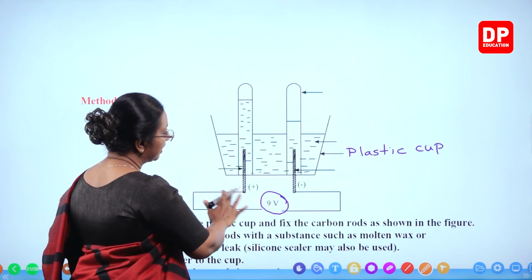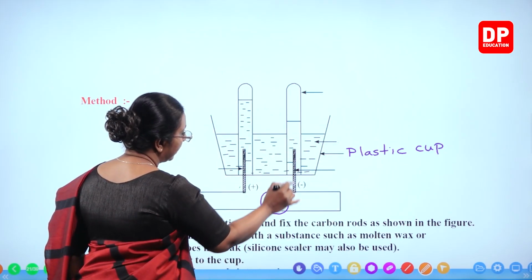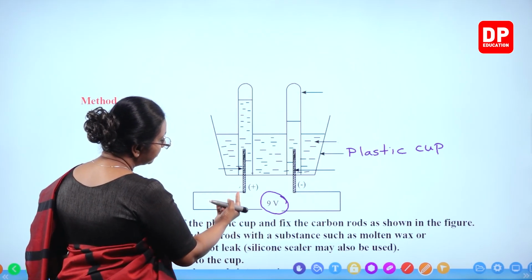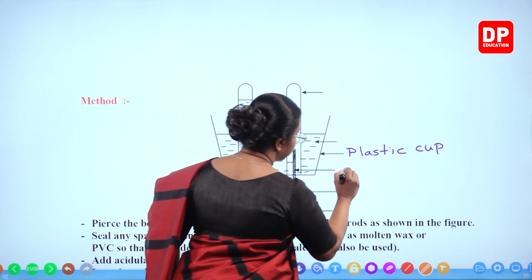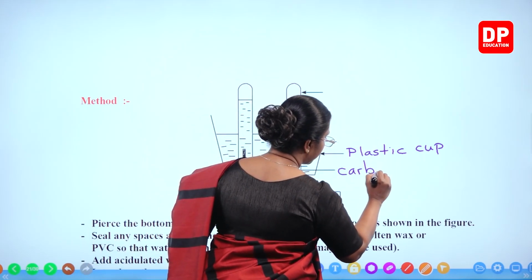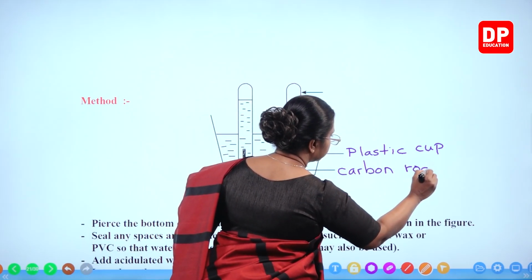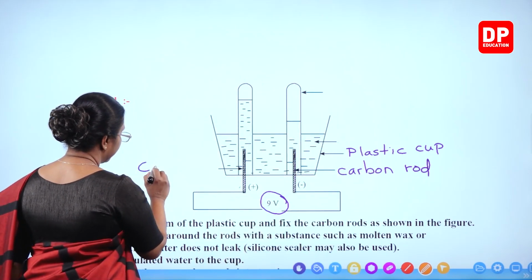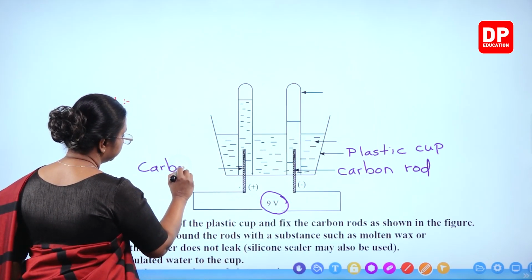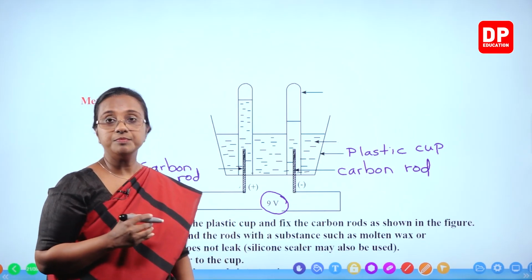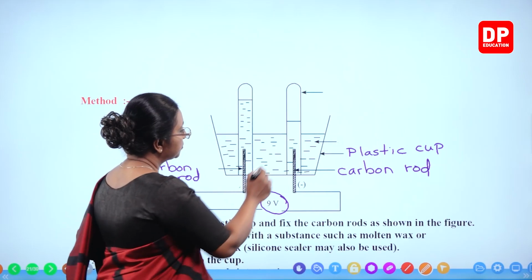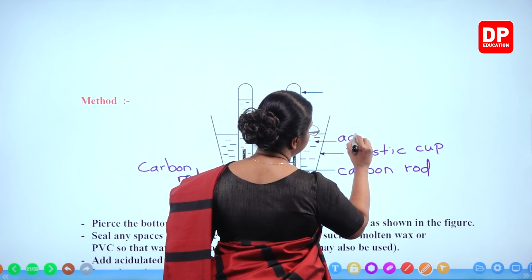Now first look at the plastic cup. Now there are 2 electrodes there. So these electrodes have been inserted from the bottom there. So these are the carbon electrodes, carbon rods. And this side also we have a carbon rod. They have been inserted from the bottom. And also we have acidified water.